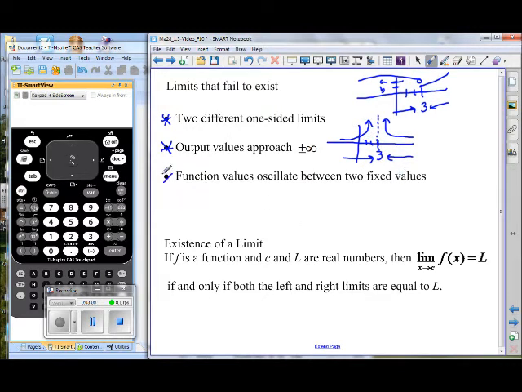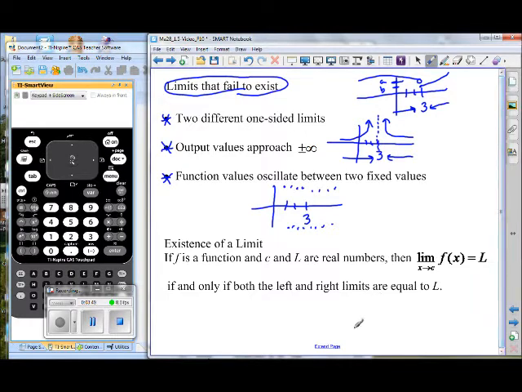The other one is that we have some values that oscillate between two fixed values. For this one, we'll take our good old 3 again. As we come up to 3, we might have values that go down here and here and here, and they keep bouncing back and forth, and the same thing happens over here. They never settle on any one value, so they oscillate between two fixed values, and therefore there is no limit. These are limits that fail to exist.